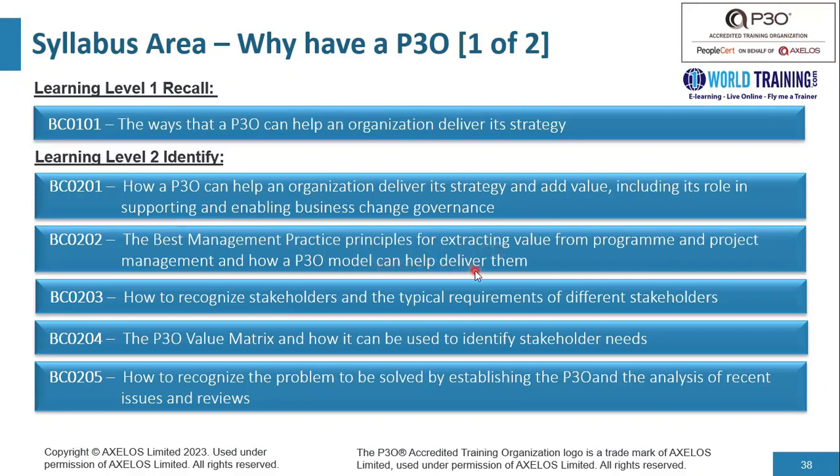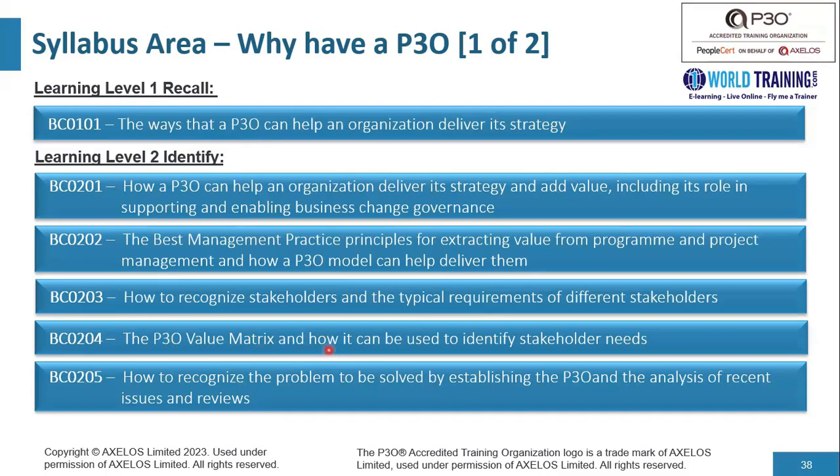We would examine how to recognize stakeholders and the typical requirements of different stakeholders. In P3O environments, we work with stakeholders at delivery, at management and directing layers, and even stakeholders outside the organization. So how do we recognize them? And the typical requirements of different stakeholders is something that we're going to look into. And there is a unique concept called the P3O value matrix. We will examine the contents of this matrix and how it can be used to identify stakeholder needs.